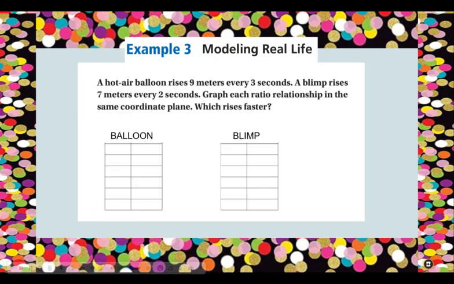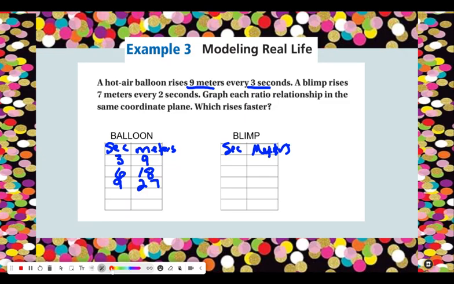Okay, here's another problem. We have a balloon and we have a blimp. A hot air balloon rises 9 meters every 3 seconds. So we're going to say this is seconds and this is meters. Okay, so the hot air balloon, we know for every 3 seconds it goes up 9 meters. So if it goes 6 seconds, how far is it going to go up? 18 meters. 3, 6, 9, 18, 27.